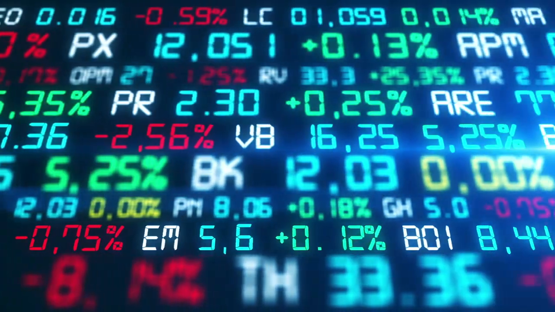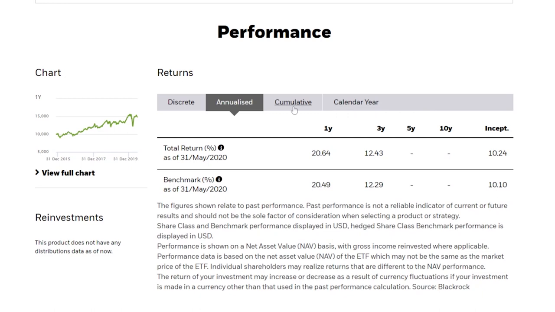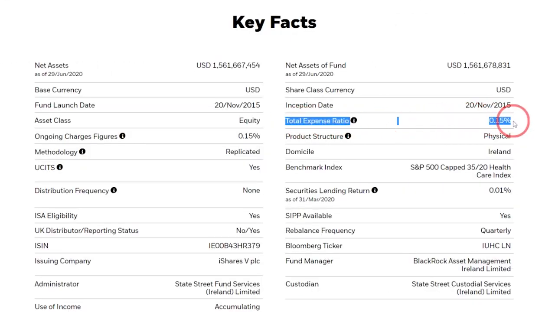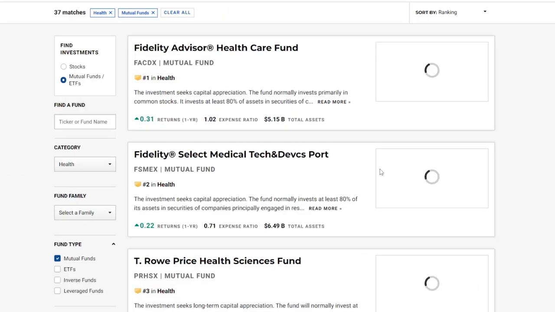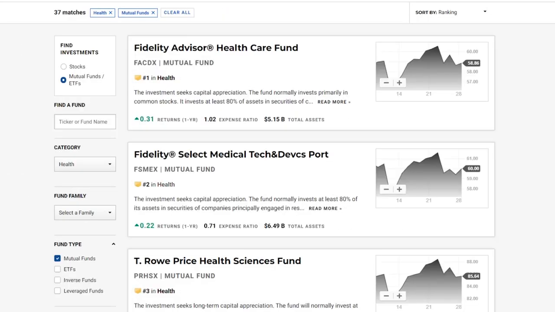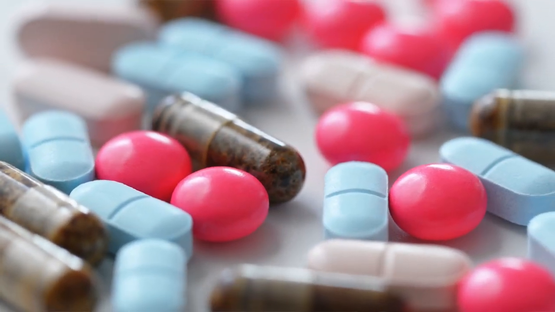Now, the downside of healthcare ETF is that most of the companies will face government regulations, and this healthcare ETF contains a lot of biotechnology companies, which are known to be very volatile. But even so, it has managed to deliver an average return of 10% per year. The fees for IUHC is 0.15% compared to other healthcare mutual funds like Fidelity's FSMX at 0.71% expense ratio or FACDX at 1.02%. I feel that healthcare ETF will be a very safe investment because healthcare will always be in demand.